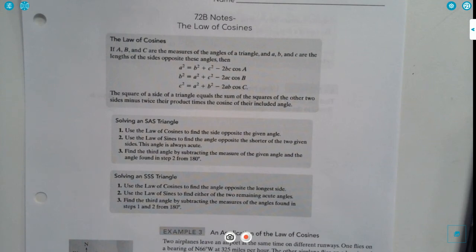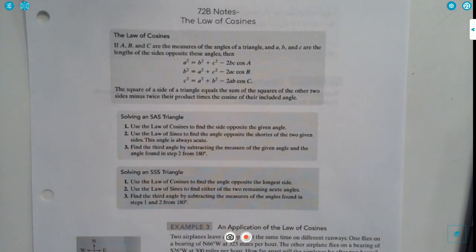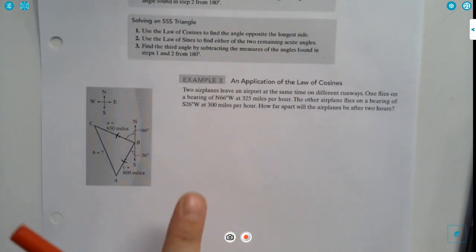Okay, so we already talked about law of cosines. Law of cosines is what we use when we have a side angle side or a side side side triangle. Here are your steps of what to do in order for law of cosines. I put these same steps on your review as well, so you'll have those. Okay. Application of the law of cosines is the first thing that we're going to do.